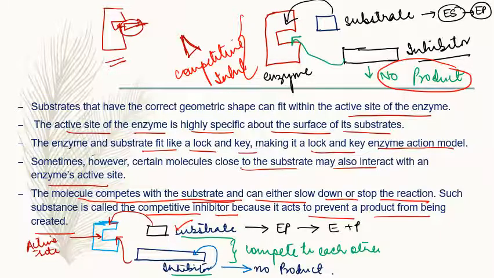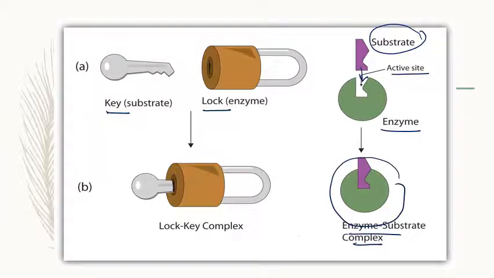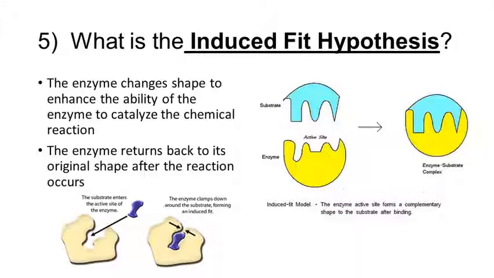That is what is happening in lock and key. This is the key and this is the lock. So this is the substrate and this is the active site. This is an enzyme. Once the substrate binds to this part, it leads to the formation of the enzyme substrate complex, the lock and key complex. Coming to the induced fit hypothesis. Images, source: Google.